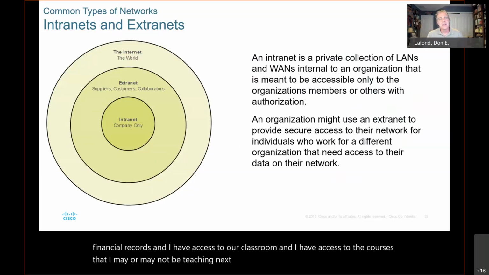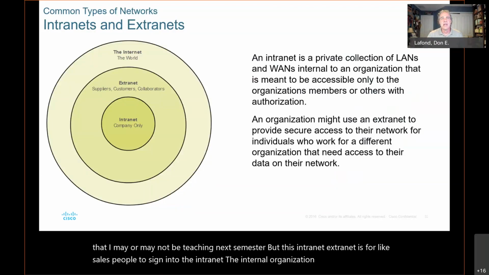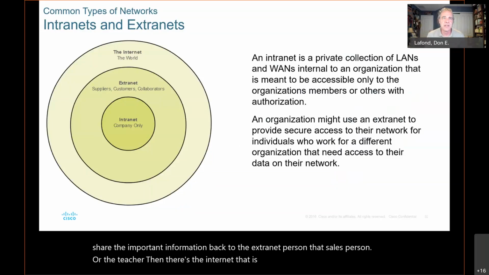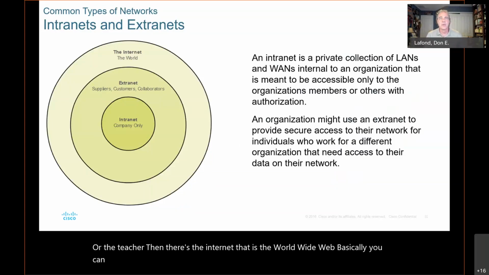But this extranet is for salespeople to sign into the intranet, the internal organization, which is then able to share the important information back to the extranet person, that salesperson or the teacher. Then there's the internet. That is the World Wide Web. Basically, you can get anywhere. You can do anything on the World Wide Web.